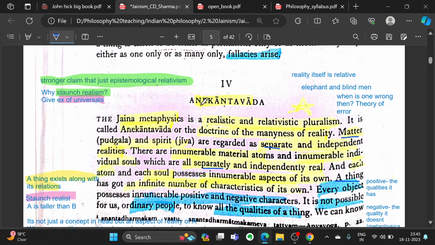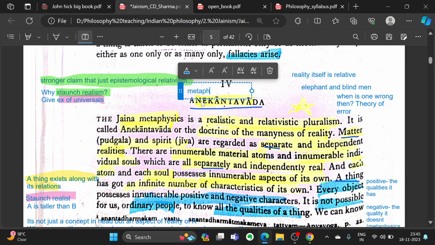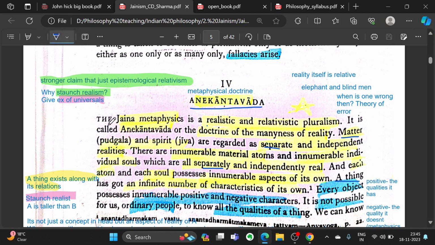Now, the next subsection is Anekantvada. This is in our syllabus. Anekantvada is nothing but the metaphysical doctrine of the Jainas, so this will talk about the metaphysics. Okay, so the Jaina metaphysics is a realistic and relativistic pluralism. It is called Anekantvada or the doctrine of manyness of reality. These two lines tell you everything that is there about Anekantvada. So let's try to unpack these two lines.